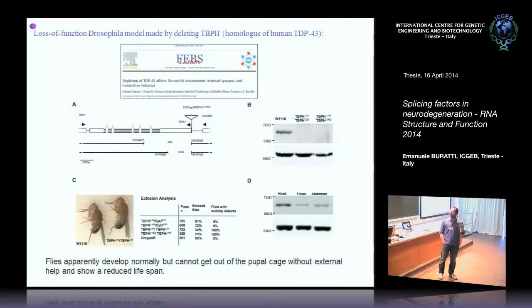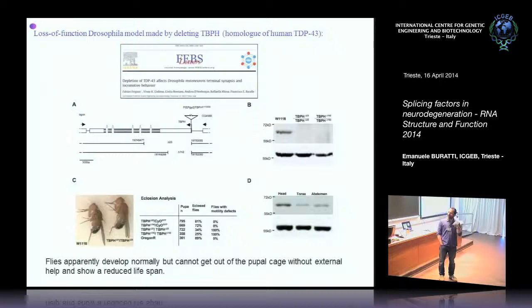The way we did this was to look for the endogenous TDP-43 gene of Drosophila, and I should say that TDP-43 is a very, very highly conserved protein, so it was very easy to find the homologue of TDP-43 in Drosophila. We knocked it out using some classical Drosophila genetic engineering techniques, and we looked at what happened, right?